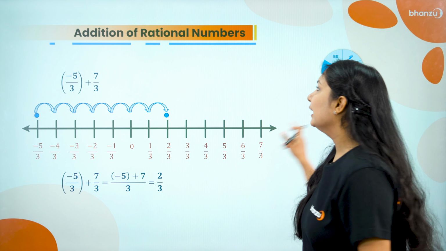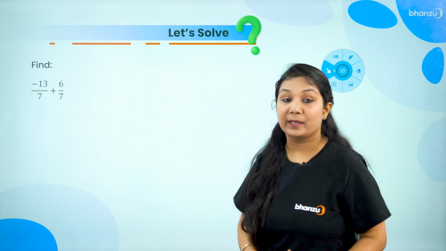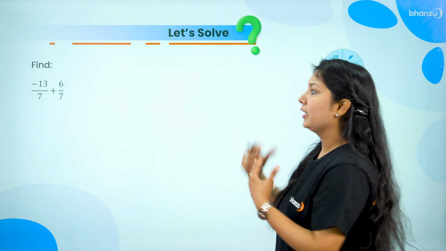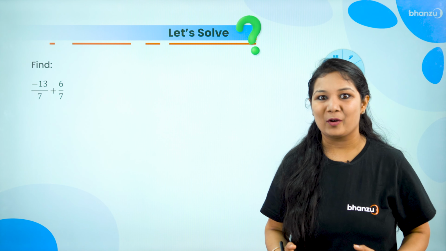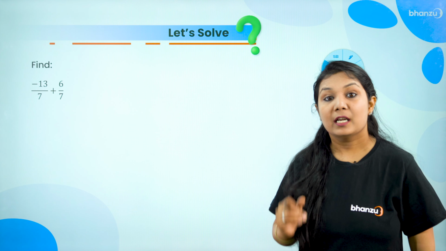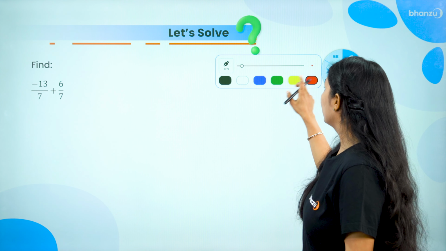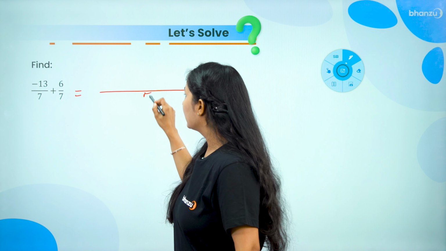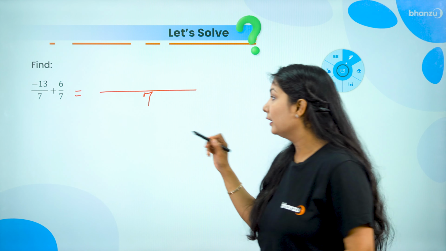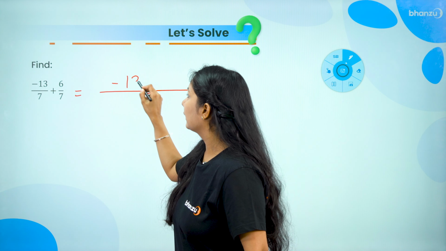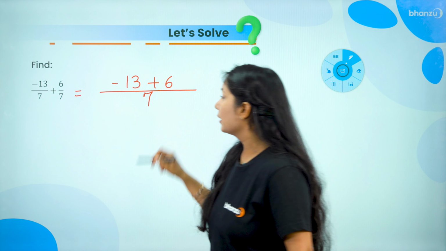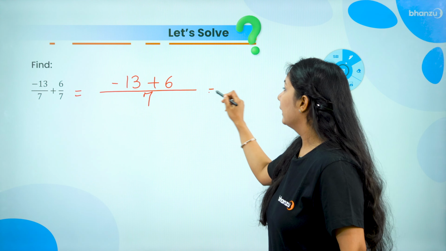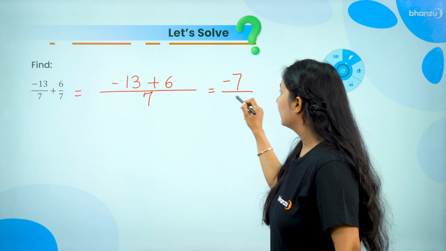Okay, so moving ahead, let's solve a question over here where the denominators are same. So minus 13 upon 7 plus 6 upon 7. So how do we work? We have to keep the denominator same, right? So keeping the denominator same as 7, let's copy the numerators, that is minus 13 plus 6. So what do we get? We get minus 7 upon 7.